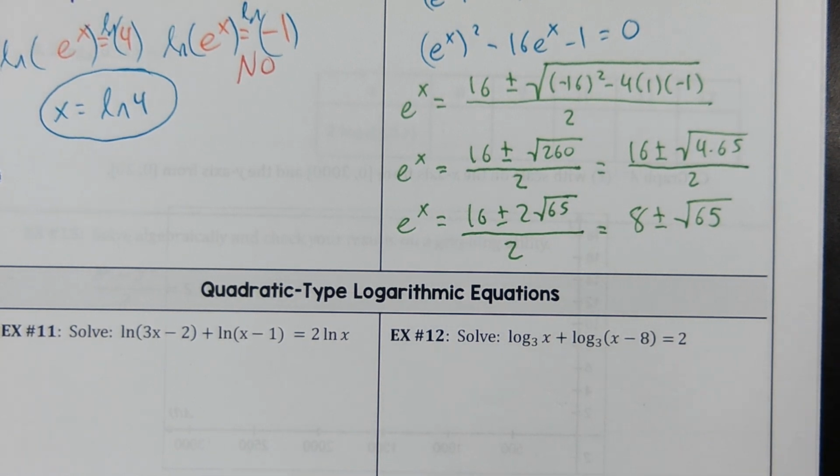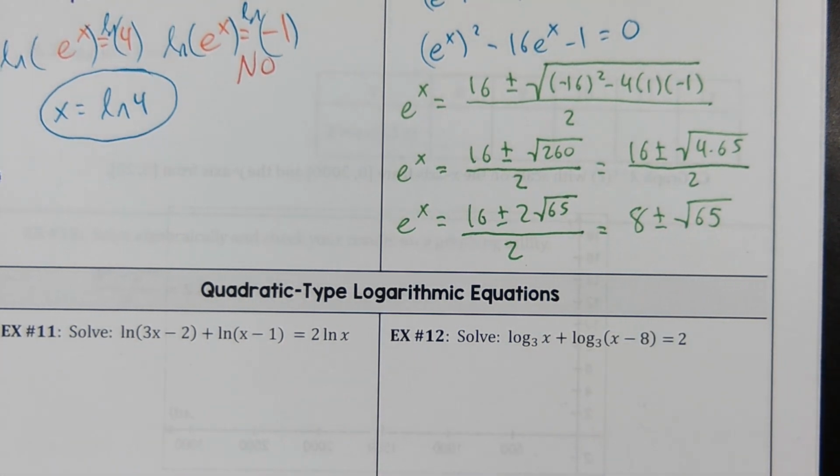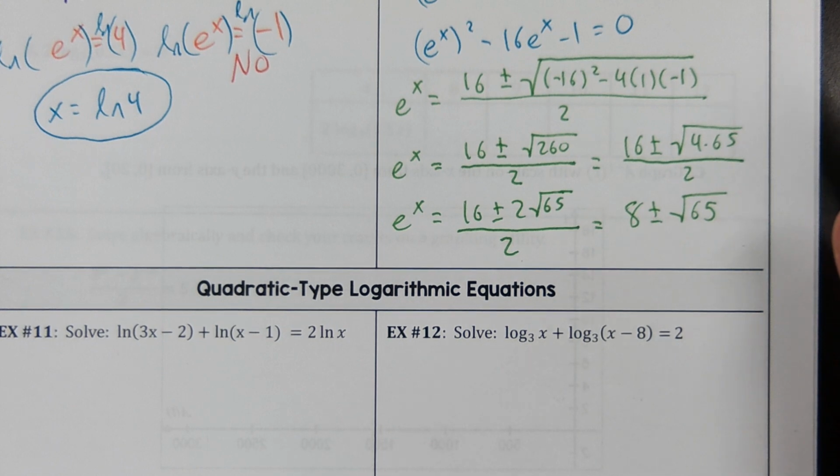The natural log, the ln of both sides. However, the argument of a logarithm cannot be negative, which means this number cannot be negative. What do we know about the number 65? It's bigger than 64. The square root of 64 is 8, which means the square root of 65 is bigger than 8. So 8 minus the square root of 65 is negative. You can't use that then.